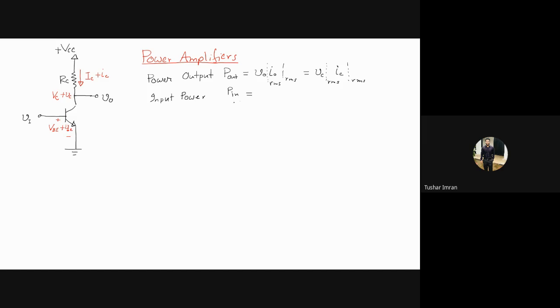Sir, it would be like Vi multiplied by small i, the input current. No, here we have the small signal voltage, no? The input power is represented by the power supplied by the DC supply. So the bulk of the power comes from the DC supply. That is VCC times the IC. So that is the input power.